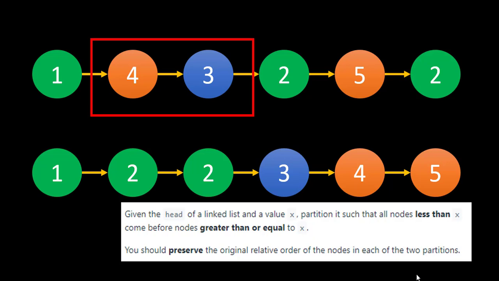But as the last line of the problem statement states, we should preserve the original relative order of the nodes in each of the two partitions. So the order of 4 and 3 should be preserved, as there is nothing said about the values which are greater than the target value. So we need to swap this 4 and 3 back in the resultant, and now this is the answer that is expected from this particular problem.